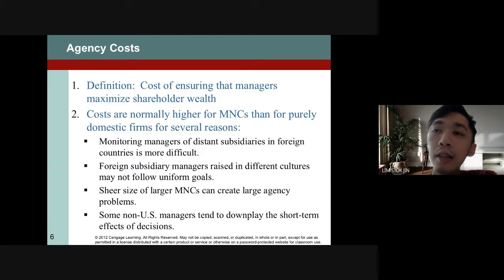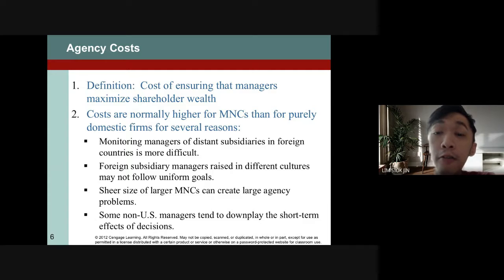do things shareholders want. So these agency costs are normally higher for an MNC. So there are companies that are MNC, and there are companies that are non-MNC. Right? But now most of the companies are MNC. Unless you say a small company, then it is not MNC. But big brands that you always hear of are usually MNCs. And an MNC's agency cost is usually higher.